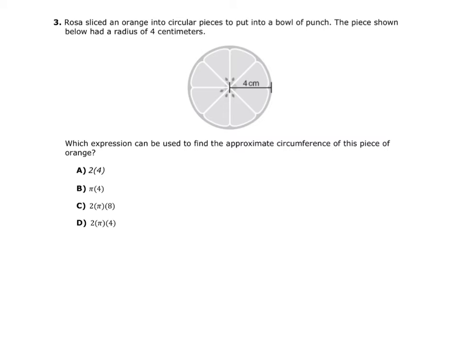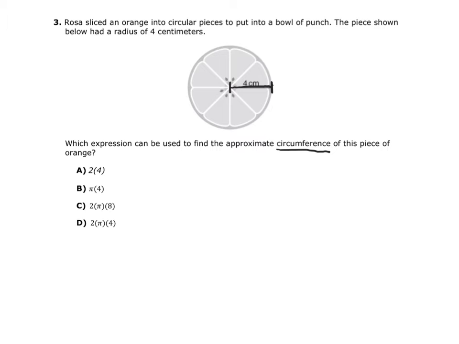Number 3 says Rosa sliced an orange into circular pieces to put into a bowl of punch. The piece shown below had a radius of 4 centimeters. Which expression can be used to find the approximate circumference of this piece of orange? So notice it gave us the radius, which is right here, and it's halfway across the circle through the middle. And we are looking for the approximate circumference.